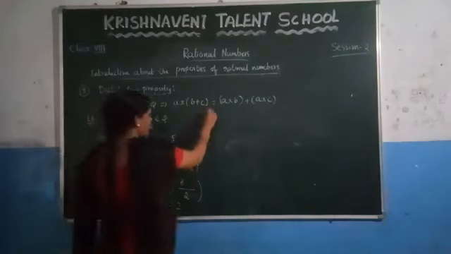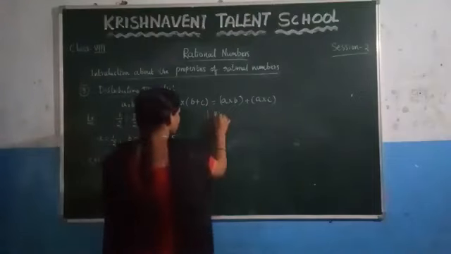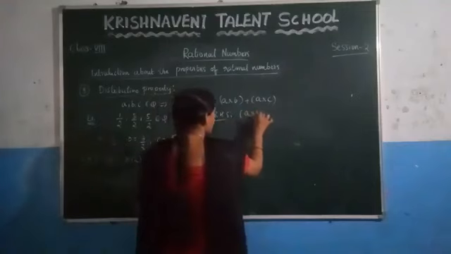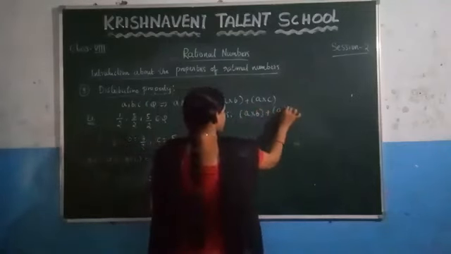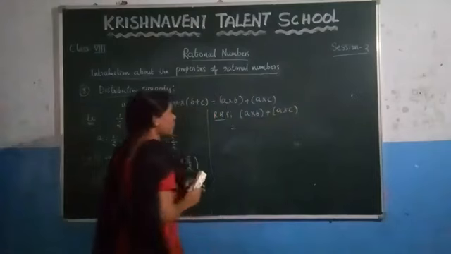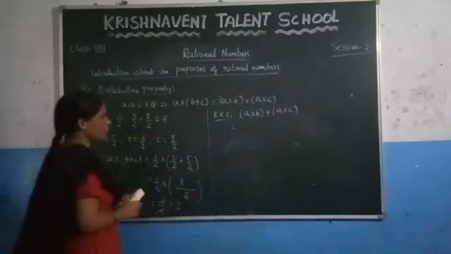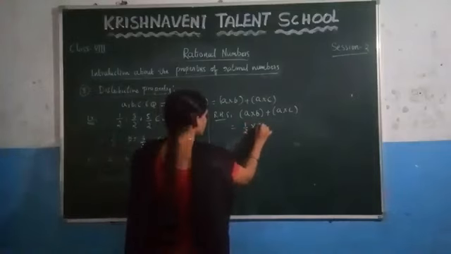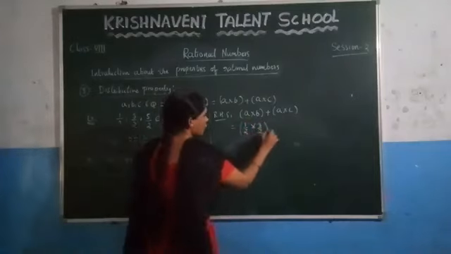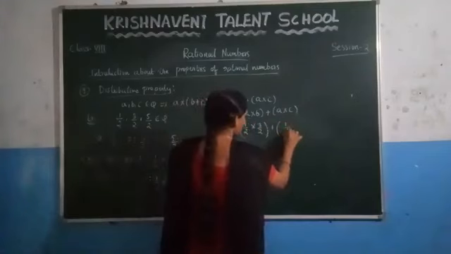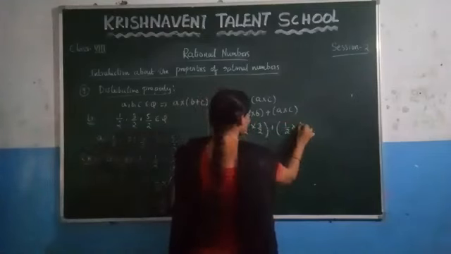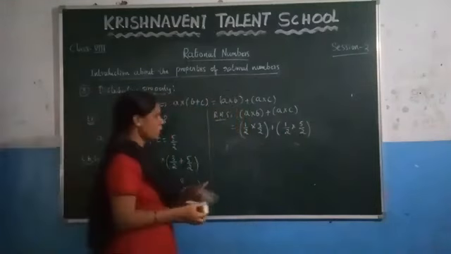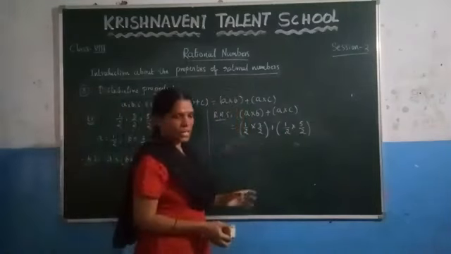Now solve for RHS. Which expression do you have to take here? A into B plus A into C. Just substitute the values of A, B, C here. A is 1 by 2, and B is 3 by 2. Here again A is 1 by 2, and C is 5 by 2. Now solve these numbers. How do you solve? Again, first solve what is in the brackets.